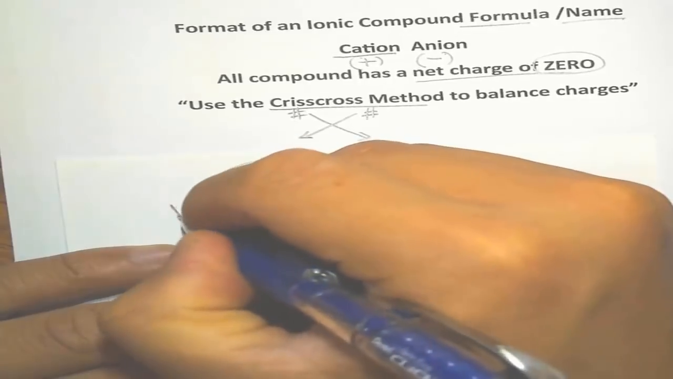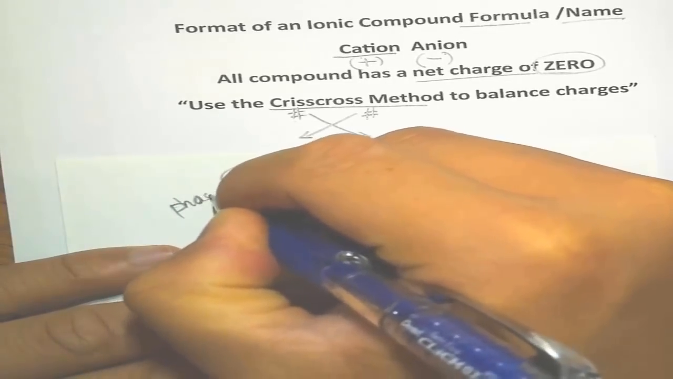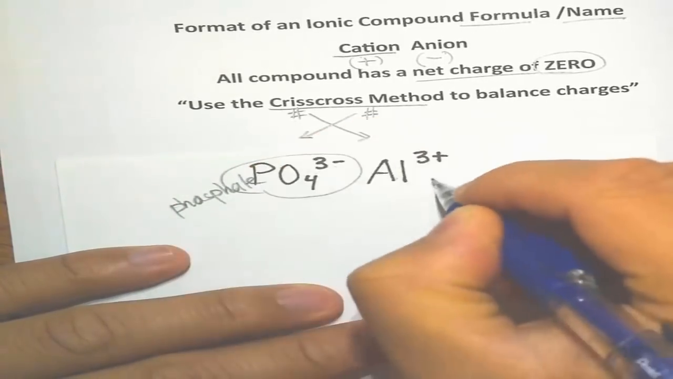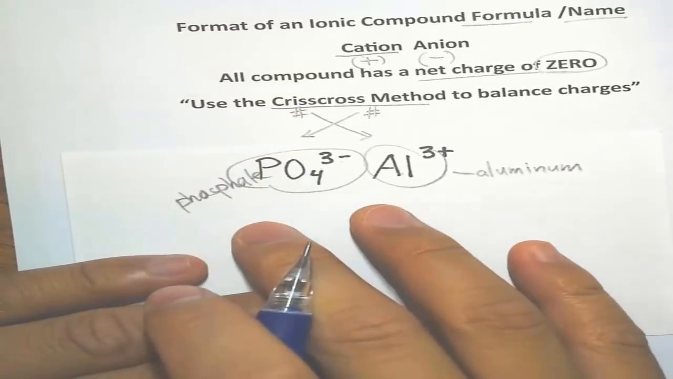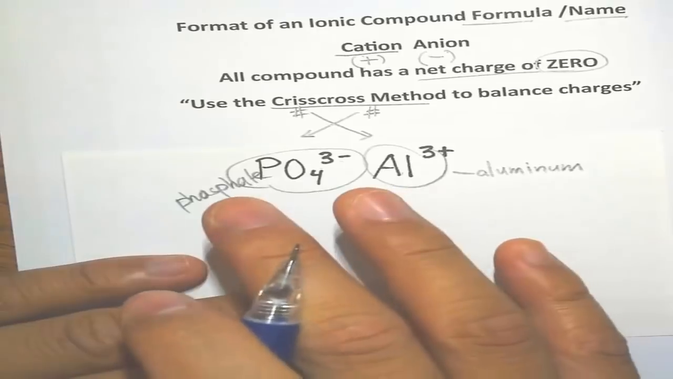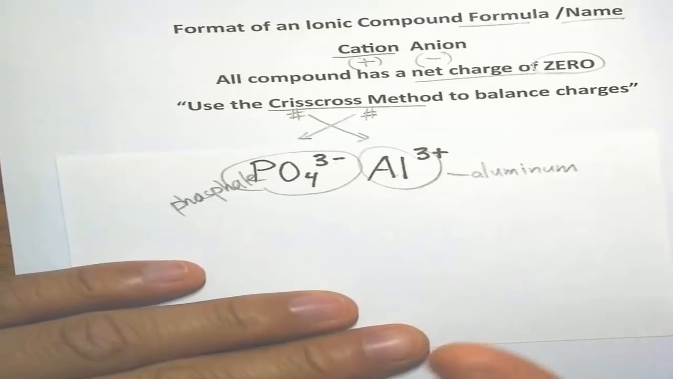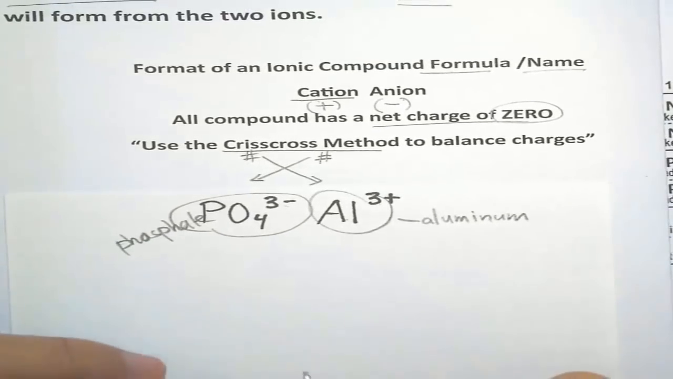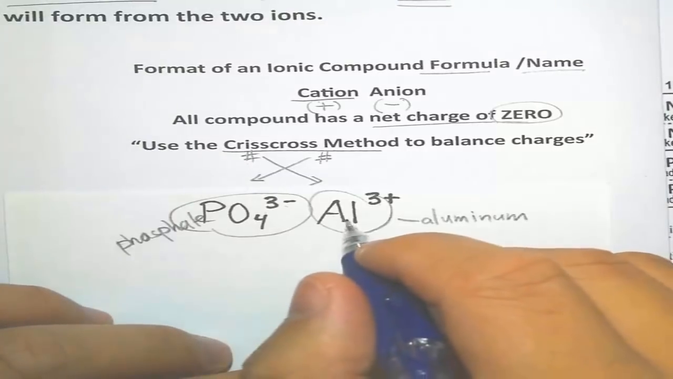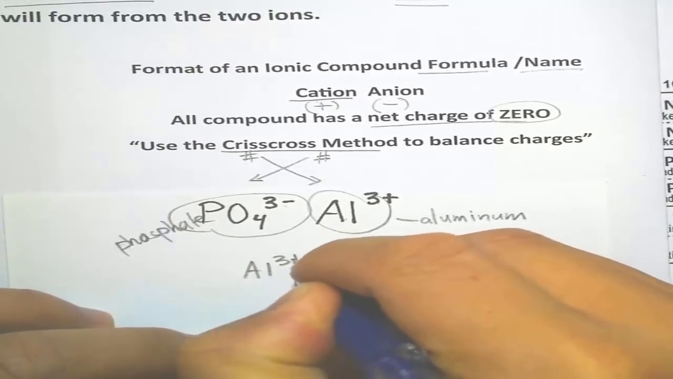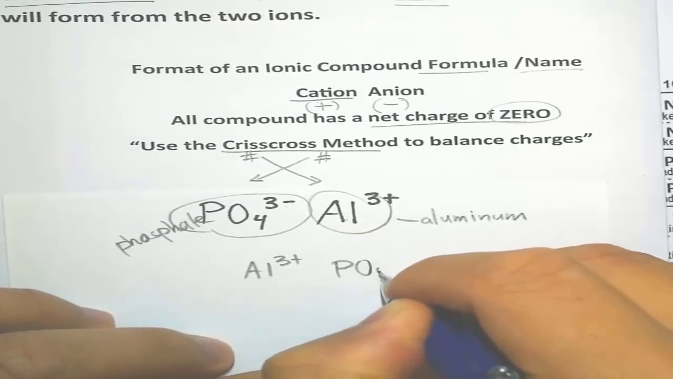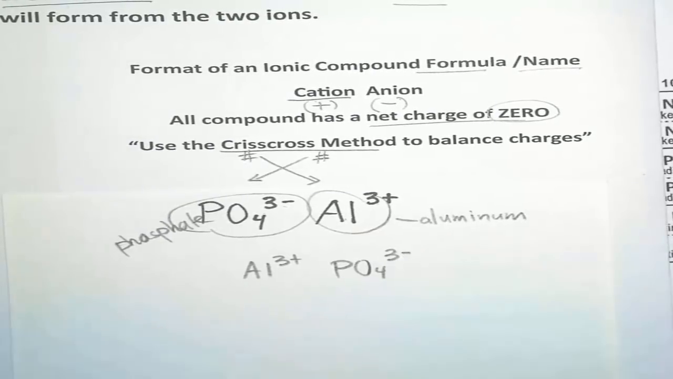Here I have PO4 3- and aluminum 3+. Of course we know this is phosphate, and this is aluminum. And if you still struggle with the names of the ions and the chemical formulas, please study that first, because that is the basis of this, okay? So is the order correct? No. This is negative, so we have to reorder them. In this case, Al3+ first, then PO4 3-.